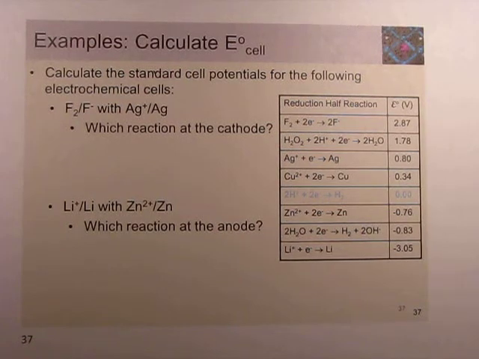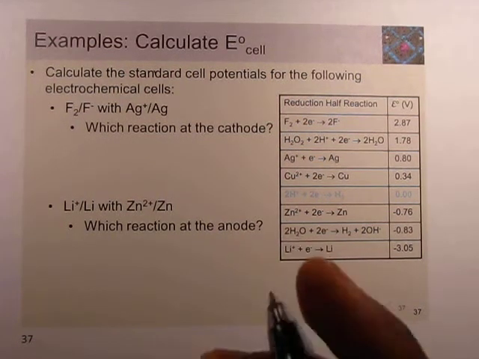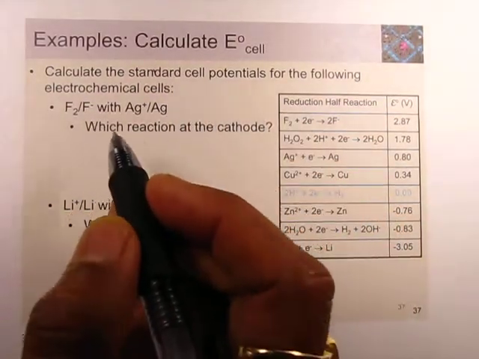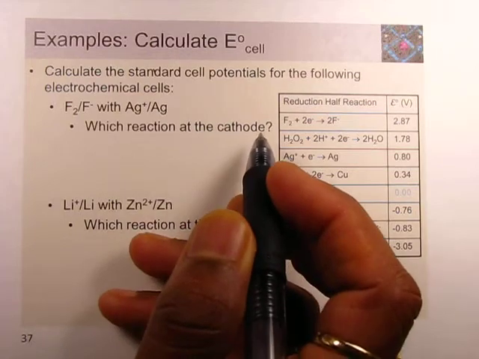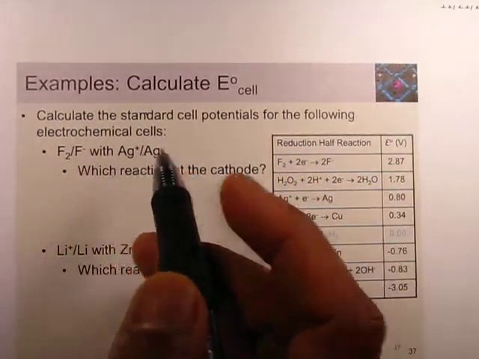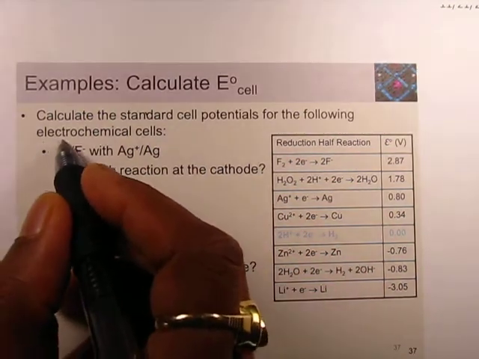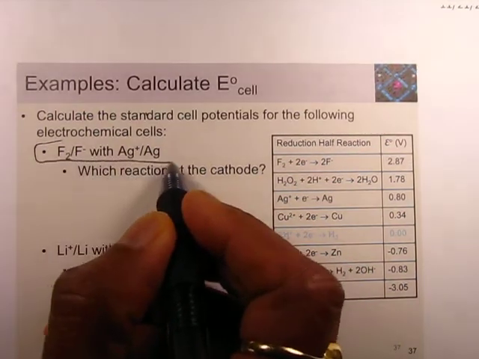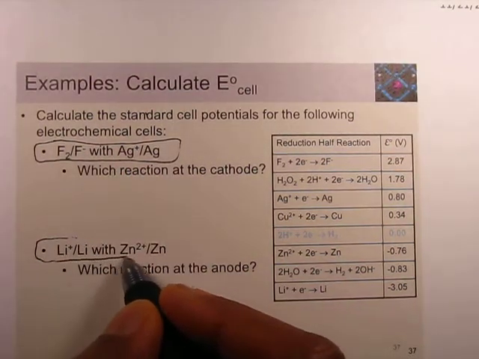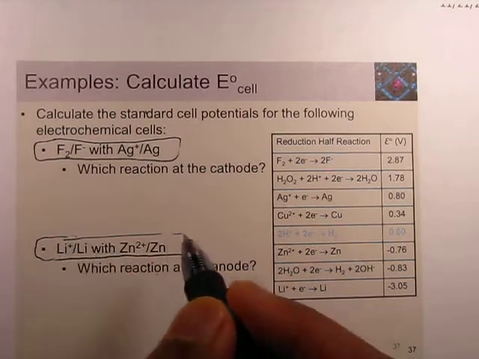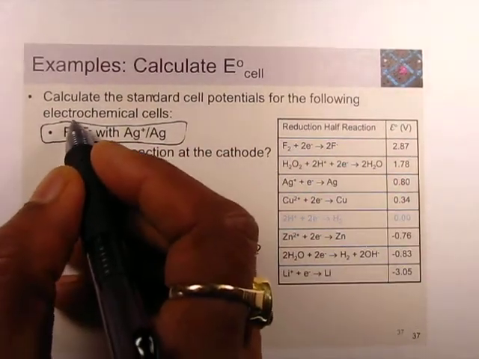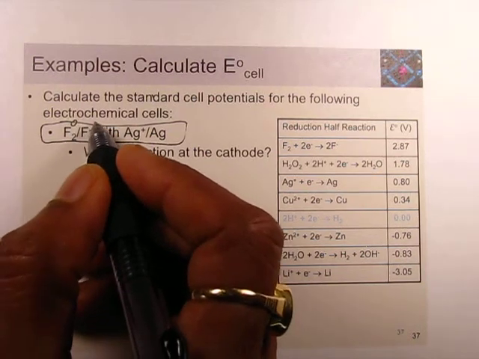So in this video we will study some examples of how we can calculate the standard cell potential. For example, for this reaction, which reaction occurs at the cathode? Calculate the standard cell potential for the following electrochemical cells. One cell is given here and another cell is this one, and you can see that these two are written in the form of reduction potential. So basically here the oxidation number is 0 for fluorine and here it is -1.